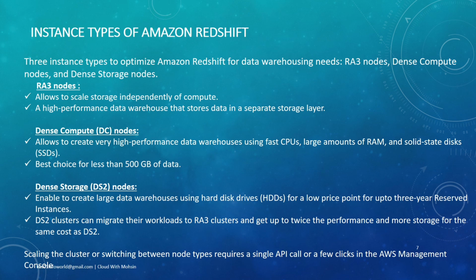For up to 3 years of reserved instances we can go with this one. And DS3, that is dense storage compute nodes, can migrate their workloads to RA3 clusters and get up to twice the performance and more storage for the same cost as the DS2. Okay, so this is the main thing.